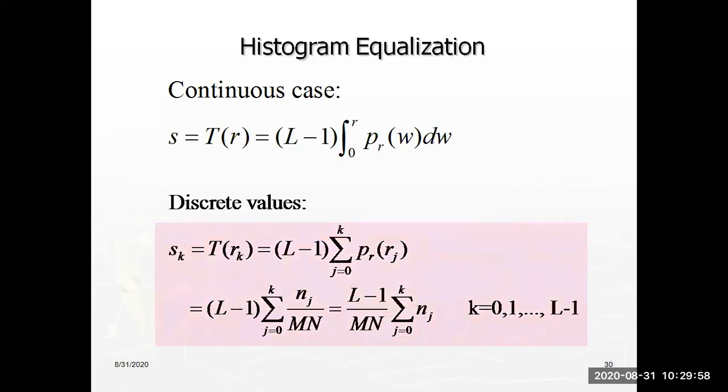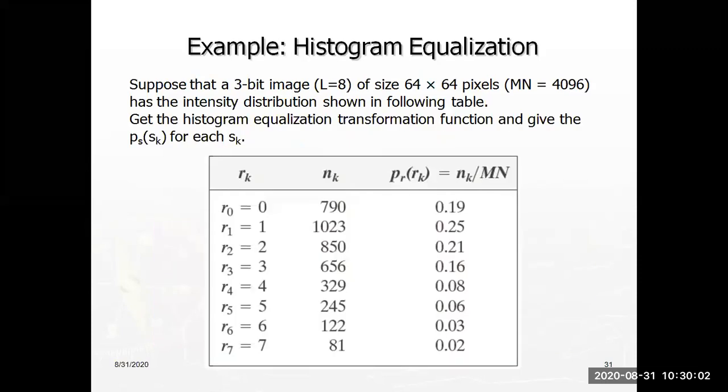Next, histogram equalization for continuous and discrete values is the same. Now we have to find the histogram equalization for 8 levels. Here I am considering a 3-bit image. 3-bit image means 2 power 3, which means 8. How many scale values? 0 to 7, or 8 levels.